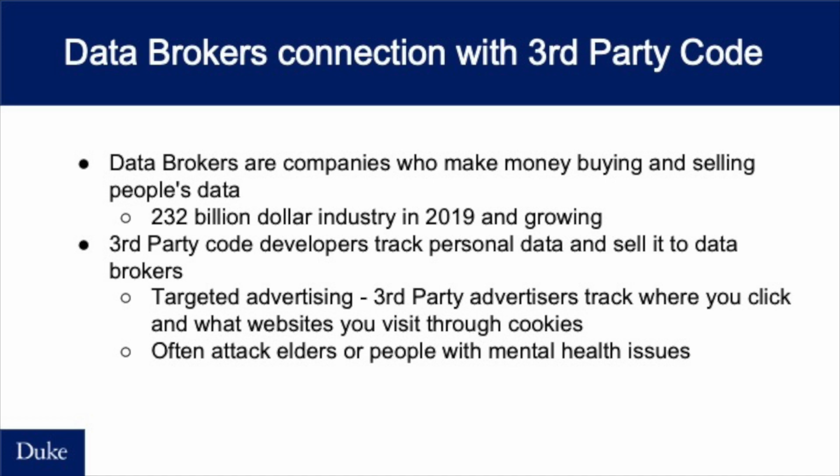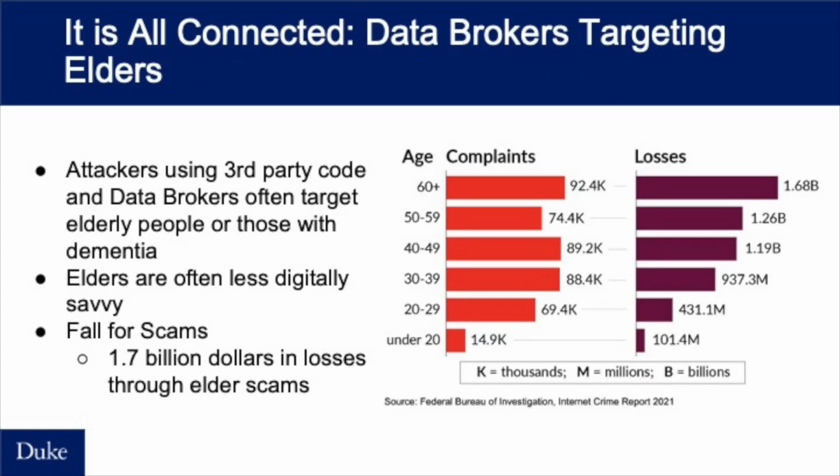And data brokers often attack elders or people with mental health issues. In fact, for a specific example, data brokers use third-party code to target elders. As you can see, attackers and data brokers are using third-party code and often target elders. It's kind of all connected. So elders are often, as we know, less digitally savvy, and tend to fall for scams. So data brokers do things like create lists of groups of elders who they know are digitally less savvy and will sell that to attackers.